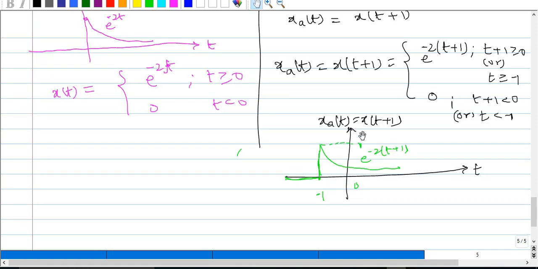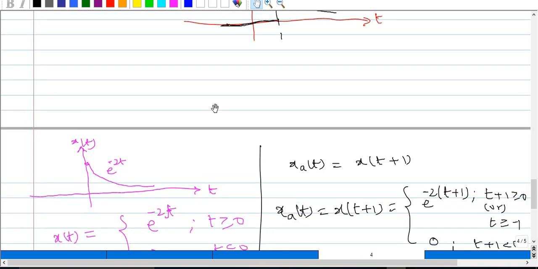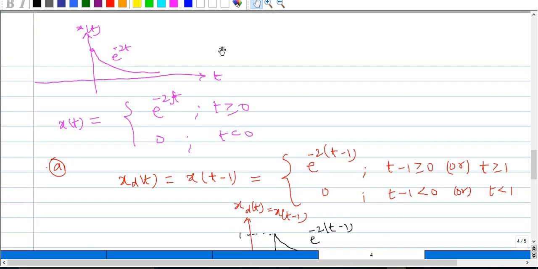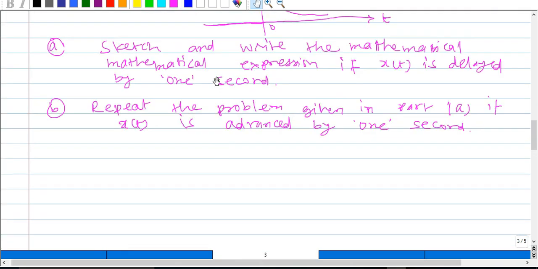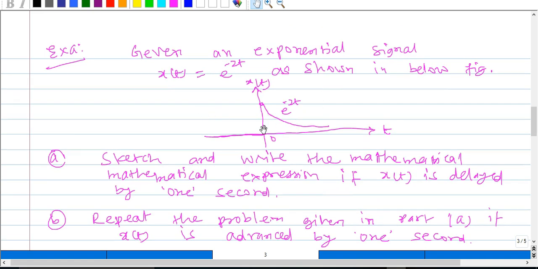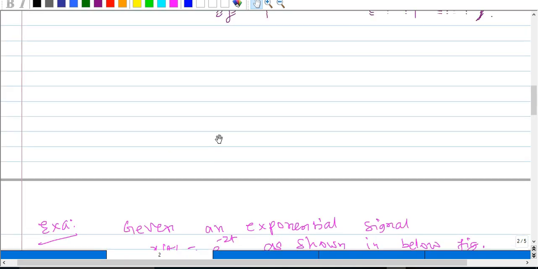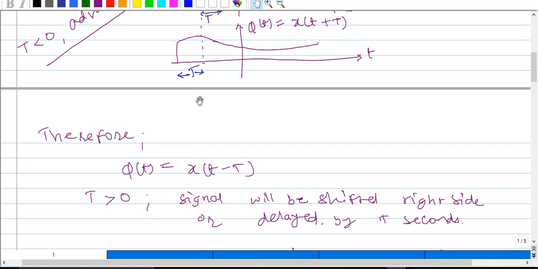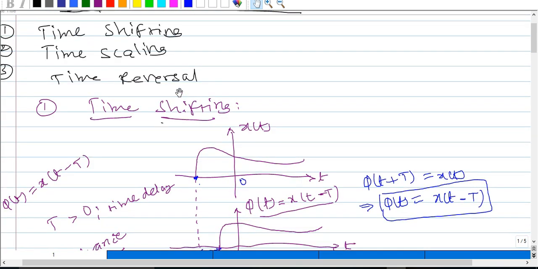Okay, so what we have seen in this video is what the time shifting operation is and how to perform time shifting on the given signal, and we have also seen one example, okay. So in the next lecture what we are going to see is what time scaling is, okay. We'll see what time scaling is and what the time reversal operation is, okay.